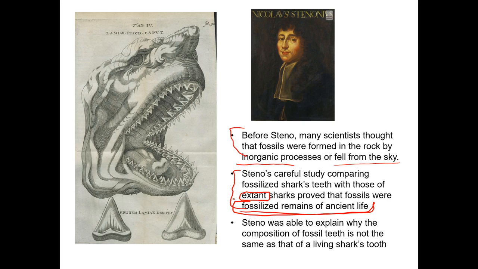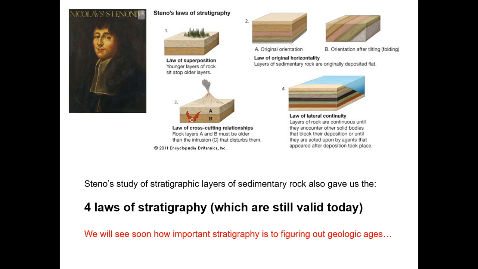and that had a lot of implications for things. It kind of suggested the world was much older than maybe just thousands of years, because these processes would have taken some time to accomplish. So Steno was able to explain why the composition of fossil teeth is not the same as that of living shark's teeth by this process of mineralization.